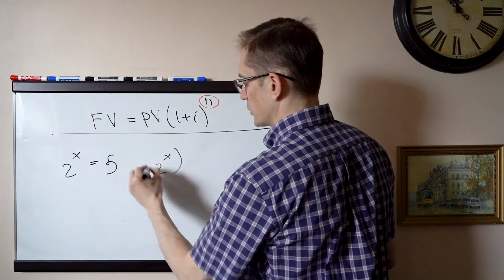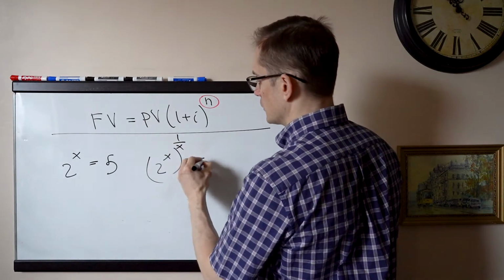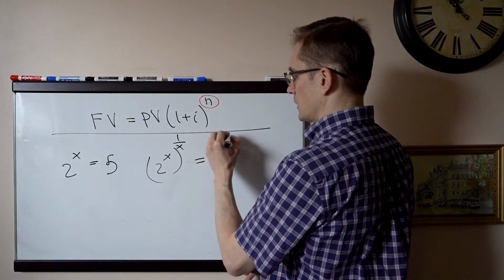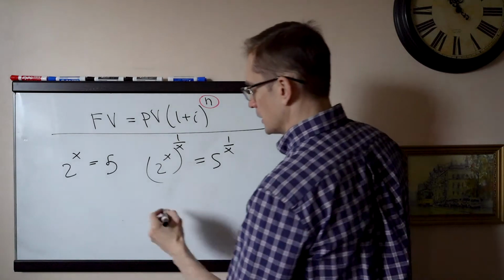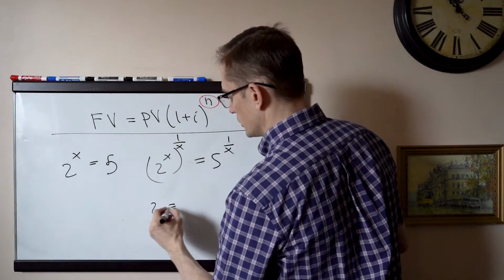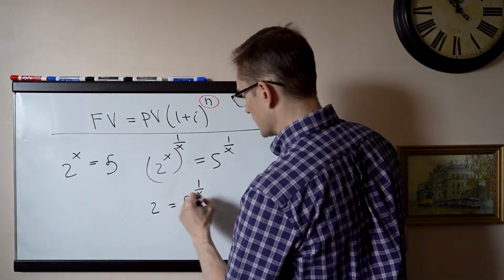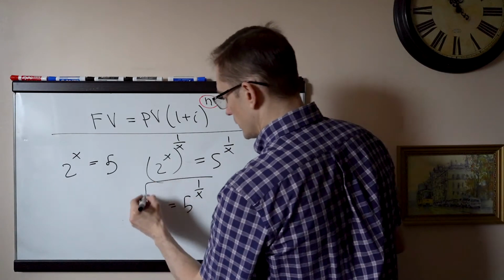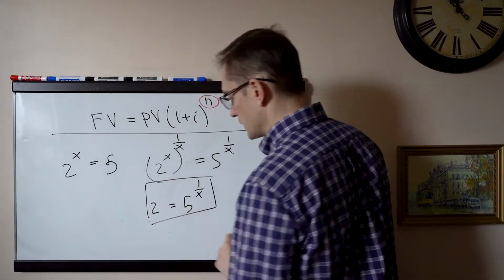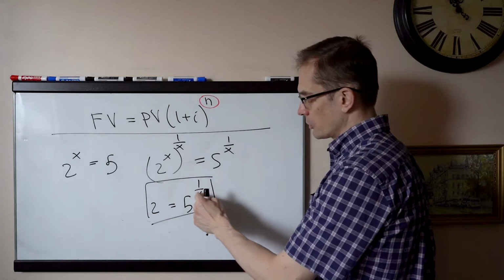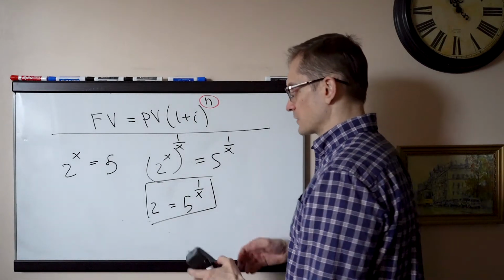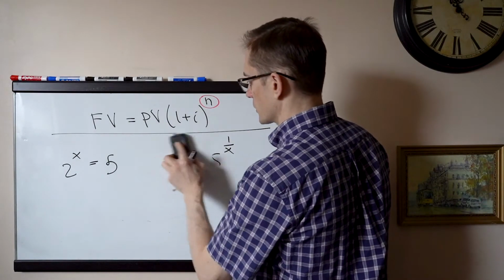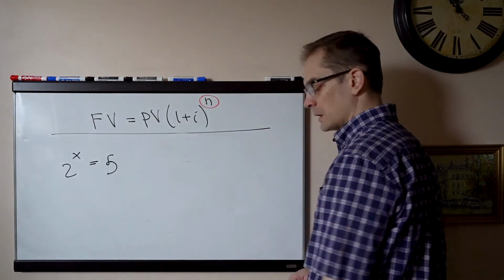So we can say, okay, 2 to the x, raise both sides to 1 over x, equals 5 to the 1 over x. Let's try that technique. Indeed, it will be 2 equals 5 to the 1 over x. And you end up with an equation which is even worse, because now your unknown is in the denominator here. So that technique would not work. We need some other technique.